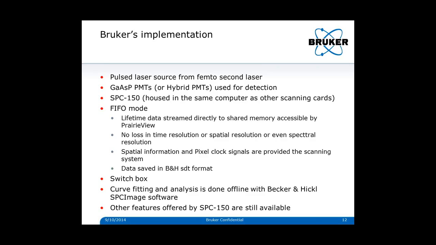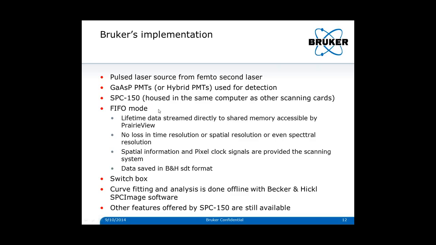So our implementation is pretty straightforward and elegant. We already have a femtosecond laser, which is a pulsed laser source that you would need for FLIM. We also have detectors on the laser scan microscope. For FLIM, we have to use GaAsP PMTs or hybrid PMTs, and you can use the same GaAsP PMTs for your intensity imaging as well as for your FLIM imaging. We use an SPC-150 card. This is from Becker & Hickl. They're a pretty well-reputed FLIM hardware and software company. We use their SPC-150 card that is housed in the same computer as the other scanning cards.